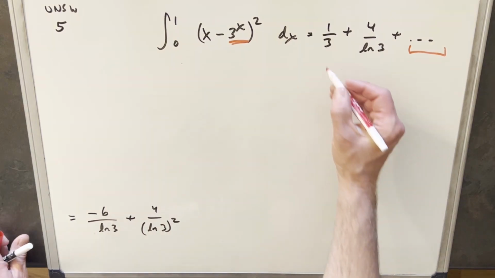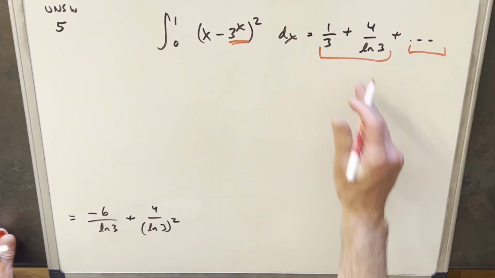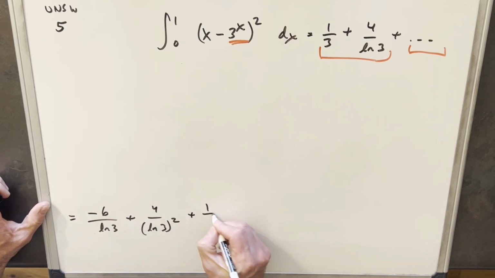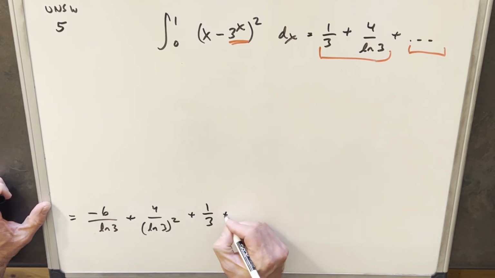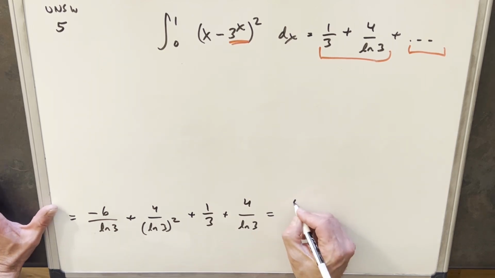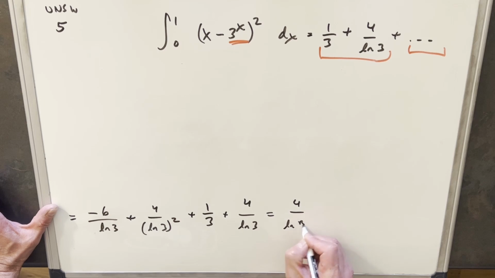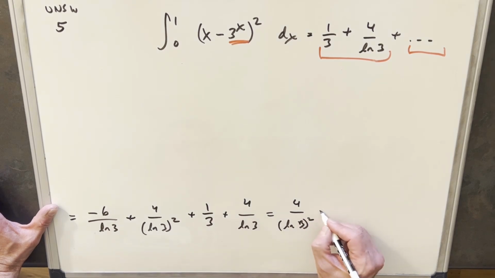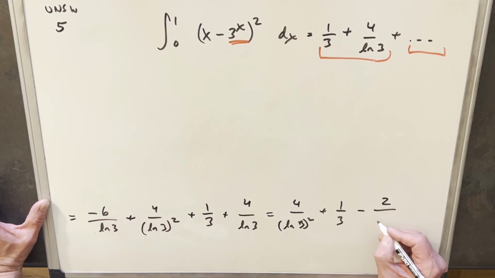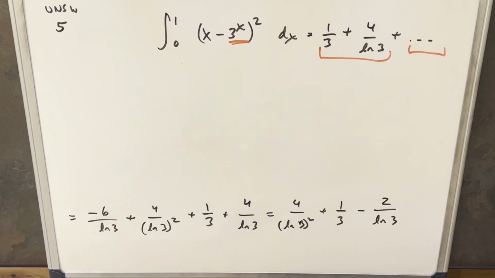Now I just need to bring back the stuff we found initially and see if we can simplify it and finish it off. So we bring down 1/3 and our 4 over ln 3, and we have 4 over ln 3 squared. We're just going to have our plus 1/3. Then this term, 4 ln 3 minus 6 ln 3, is going to be a minus 2 over ln 3. I'm going to check my answer.